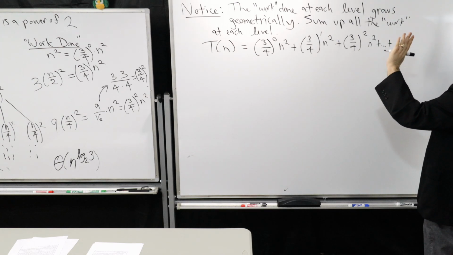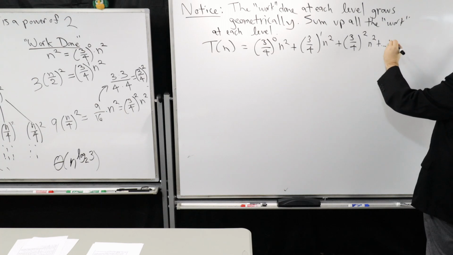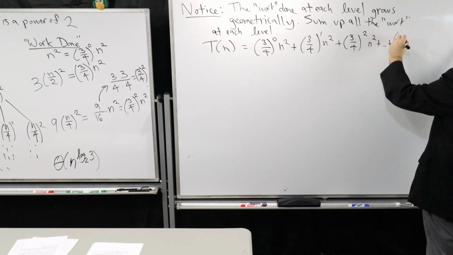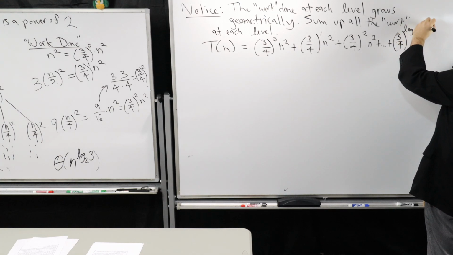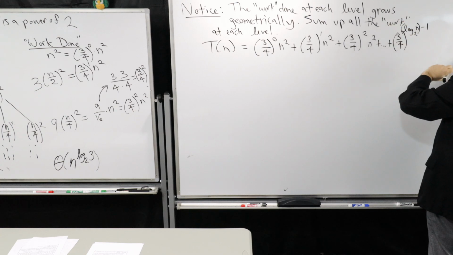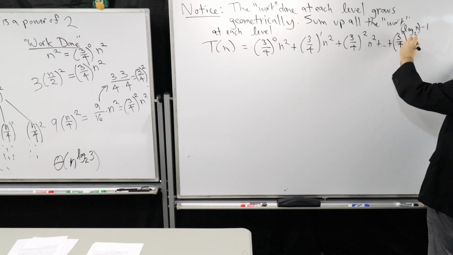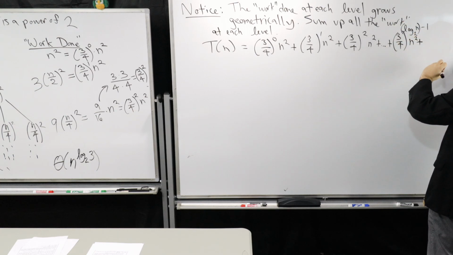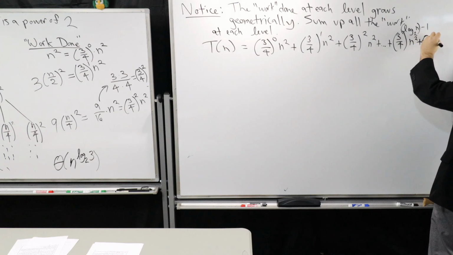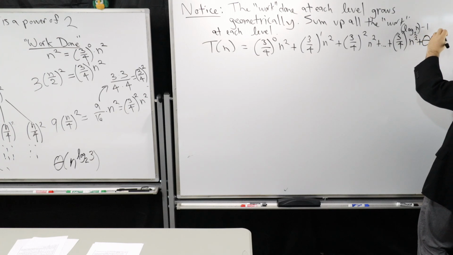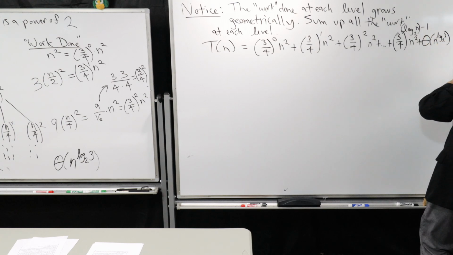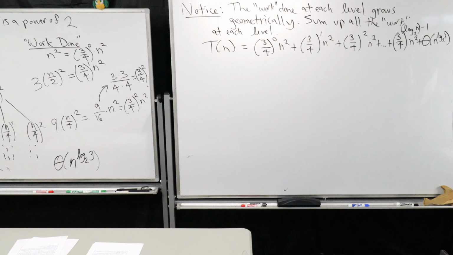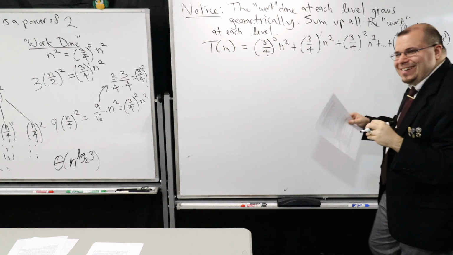I'm just showing you this for the sake of something else, just so you can see this. So 3/4 to the log base 2 of n minus 1 times n squared. Then I add this big theta term, n to the log base 2 of 3. Hopefully this is not off the side of the screen. Okay, we're good, right on the edge.